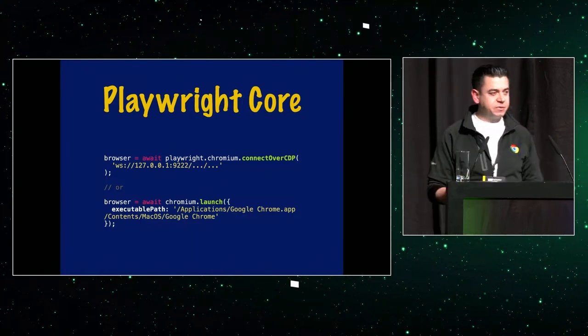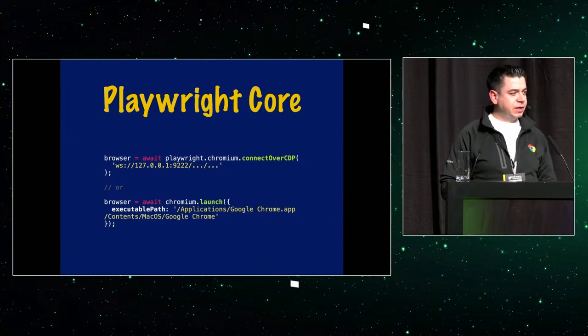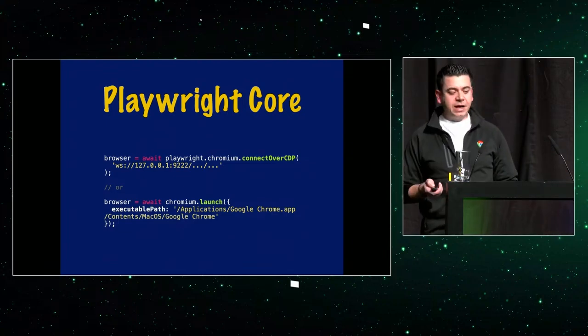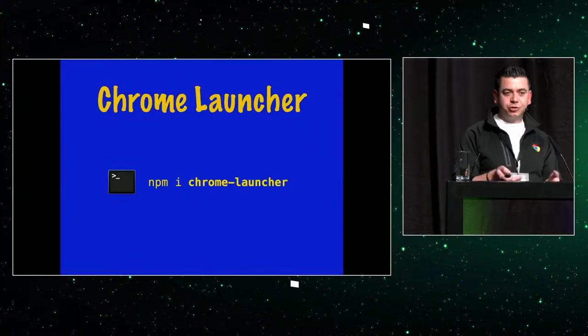But then, I don't know the WebSocket URL of a host system. If I'm developing a library and you downloaded my library, I'm sure you have a Chromium version in your system, but I don't know where it is. I don't know the WebSocket URL. How do I get access to it? For that, I use Chrome Launcher.